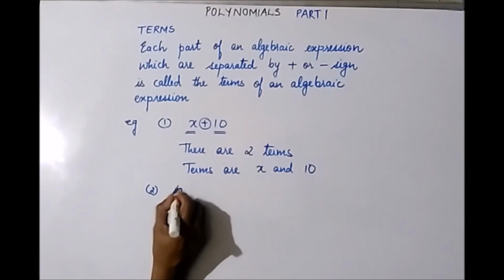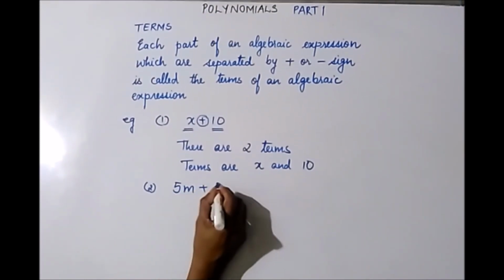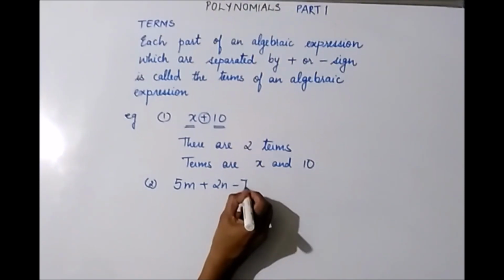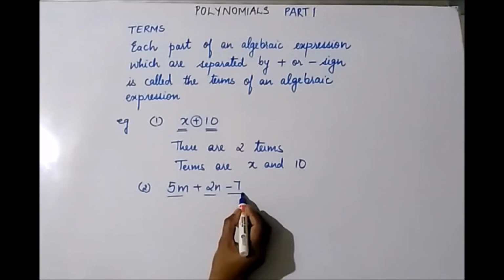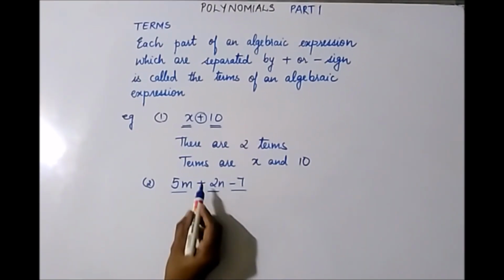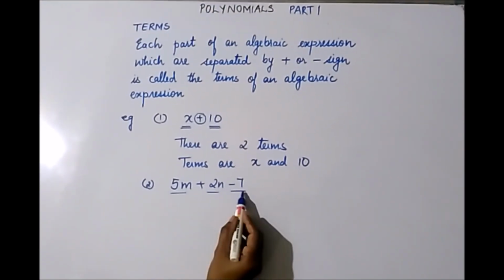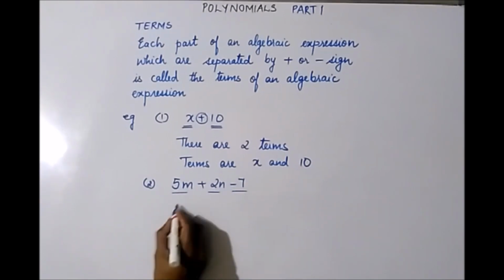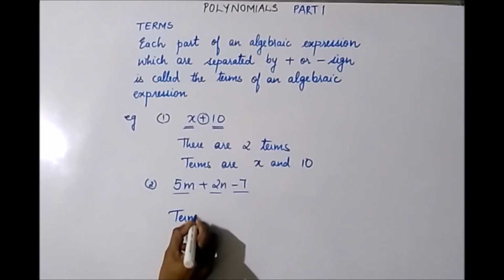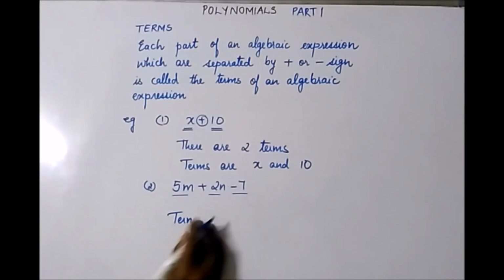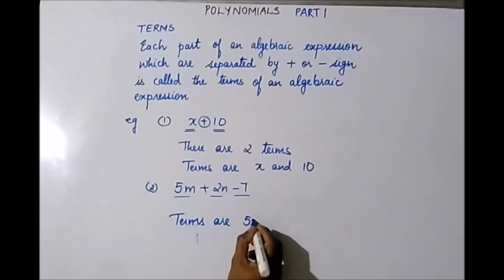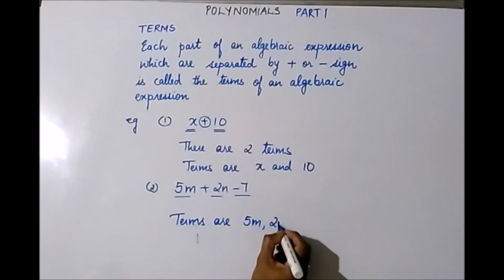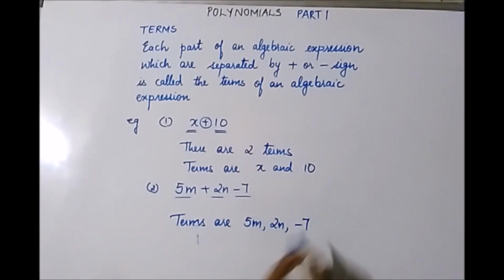Second example, 5m plus 2n minus 7. Here we have got three terms, 5m, 2n and minus 7. First two terms are separated by plus, second and third term is separated by minus. Hence the terms here are 5m, 2n and minus 7.